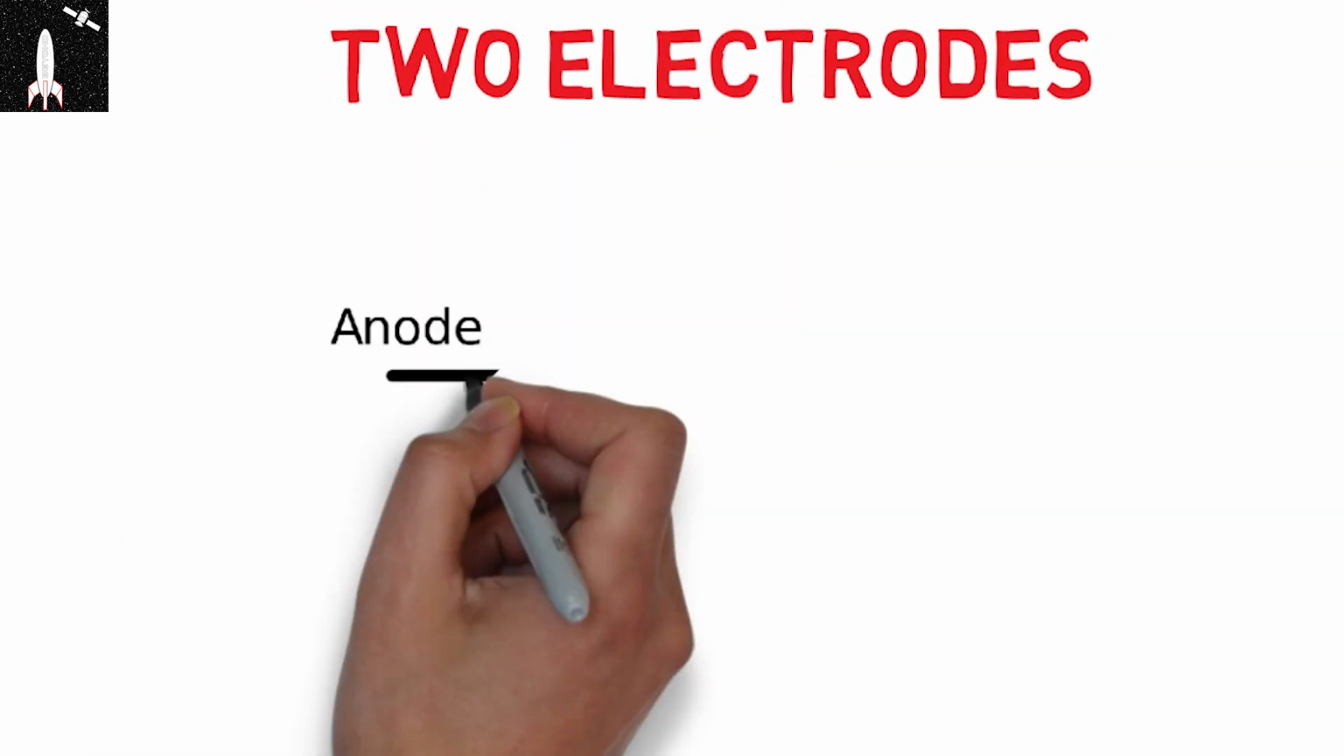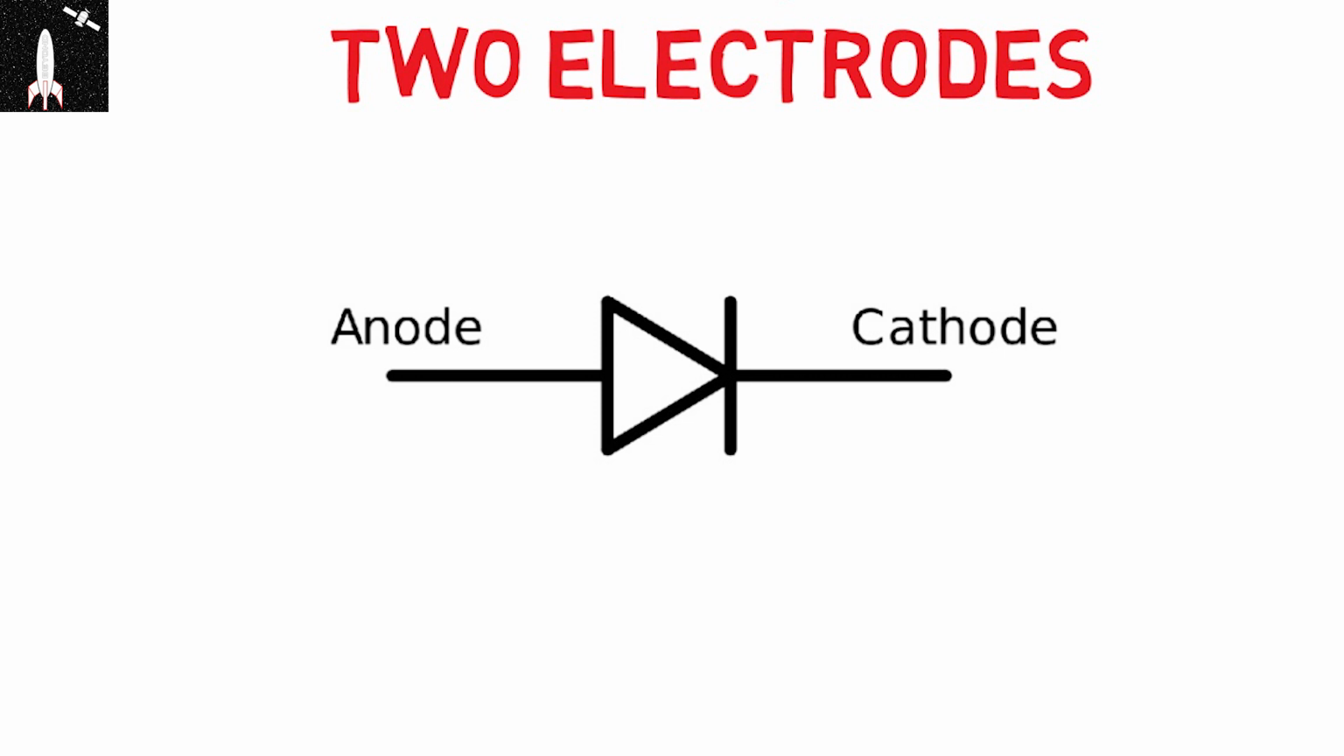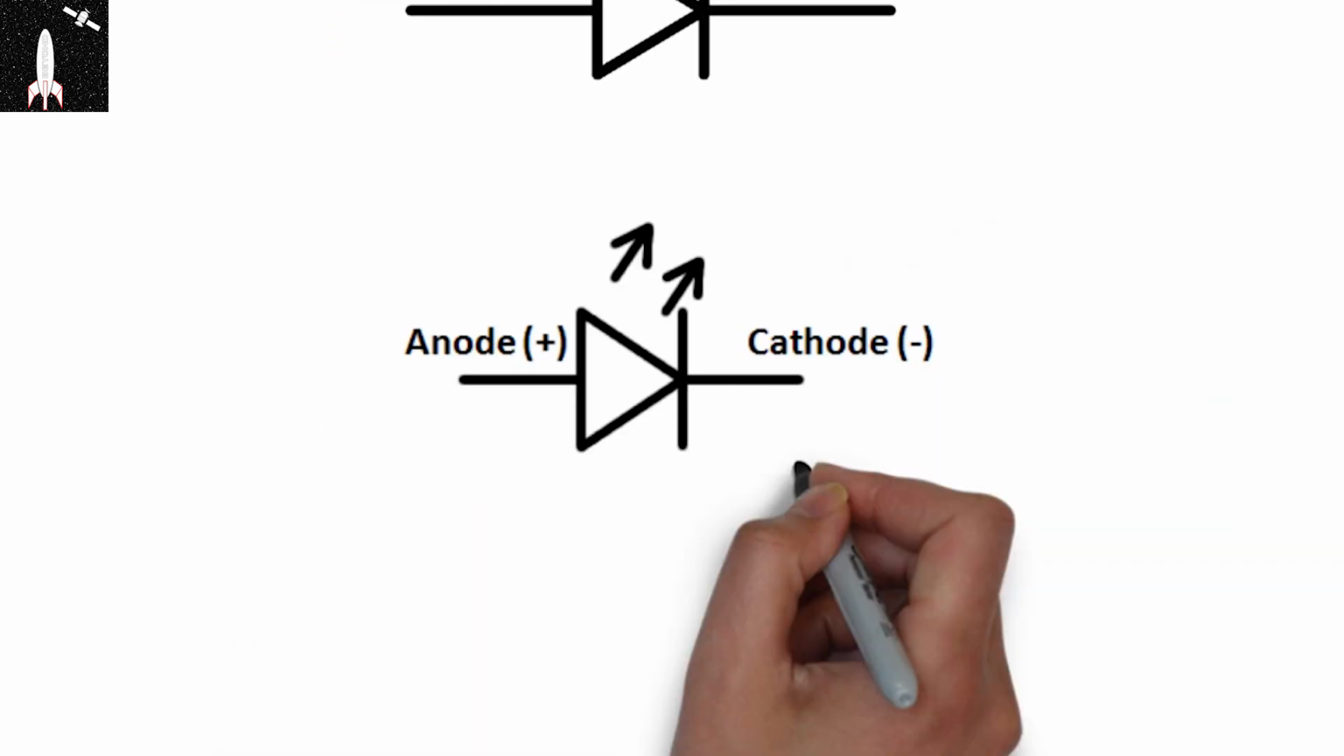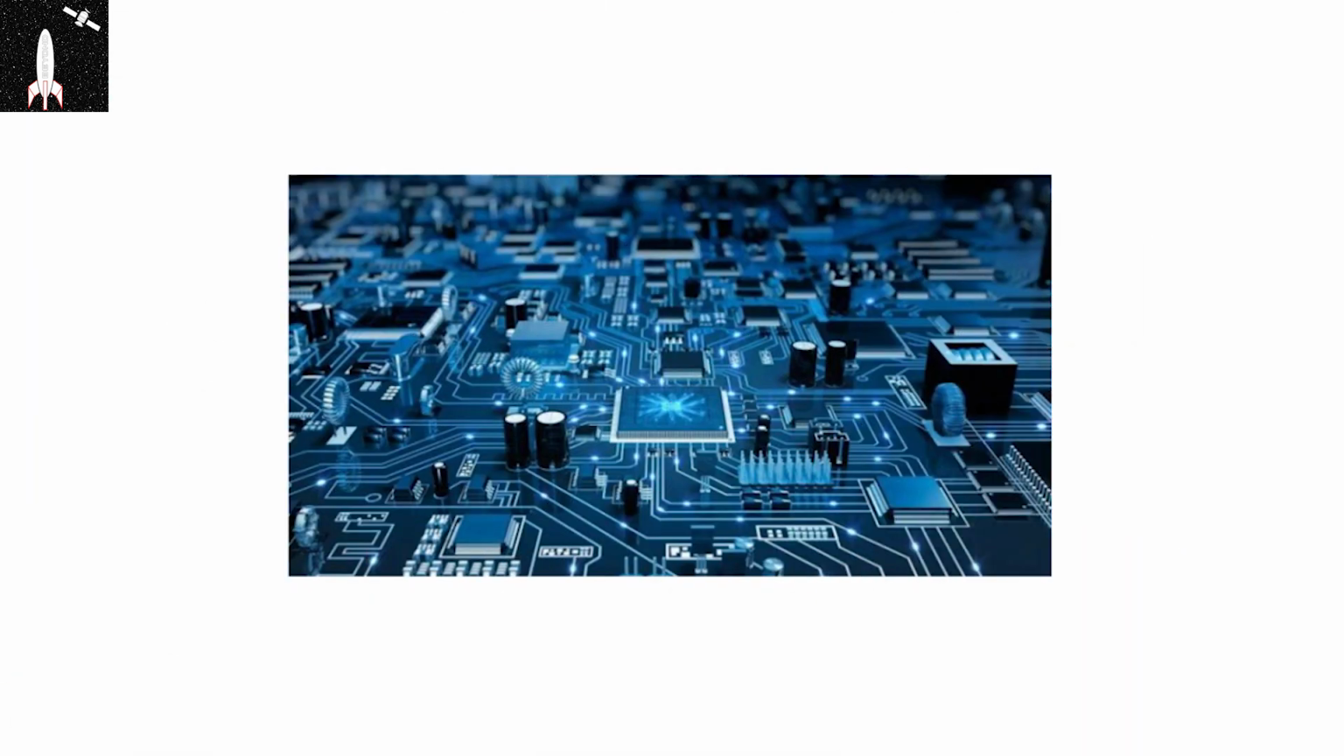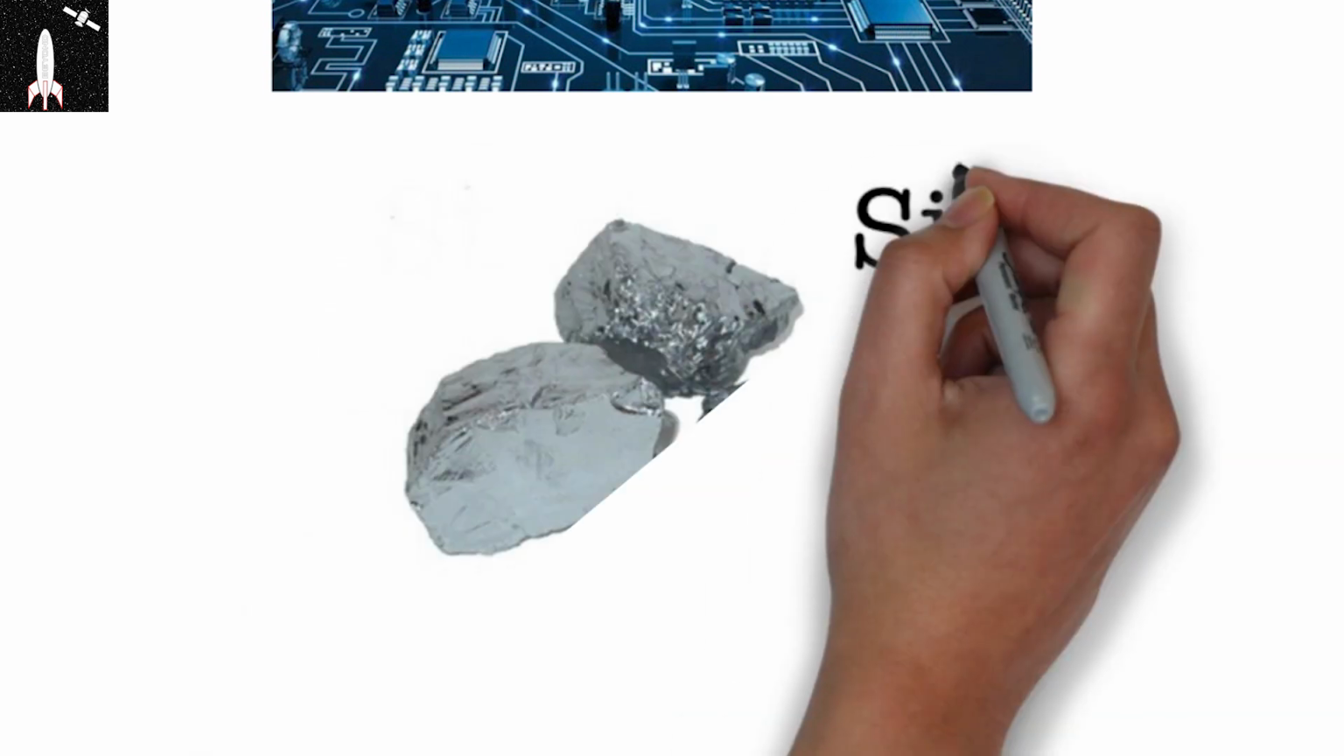The symbol of the diode is as follows, and it's just like the LED. If we remove the emitting arrows, the symbol is same as the diode. The diodes are made up of semiconductor, and the commonly used semiconductor is silicon.